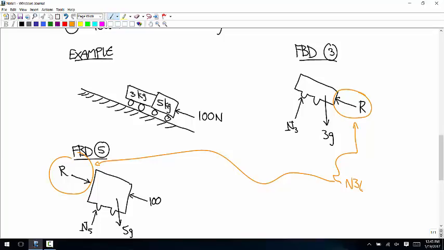That's the magnitude of the contact force between the two bodies. And Newton's third law says it has to be the same magnitude. The force, which ones? 3G and 5G?